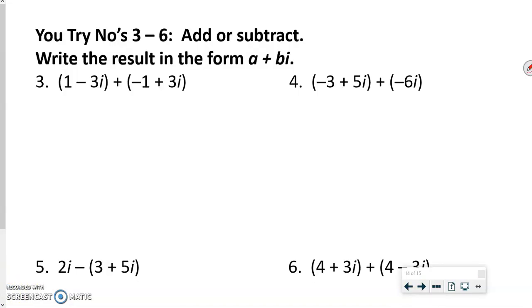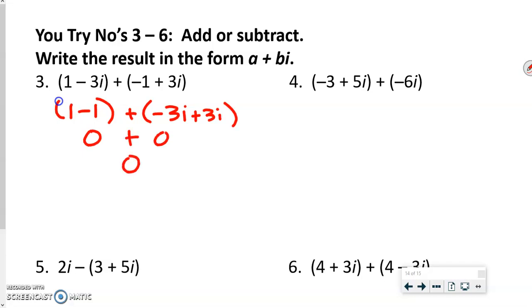Okay, so I'm going to put my 1 minus 1. Remember, we're adding a negative, so that really means we're subtracting, right? We got minus 3i plus 3i. So this is going to be 0, right? Plus 0, which is 0.